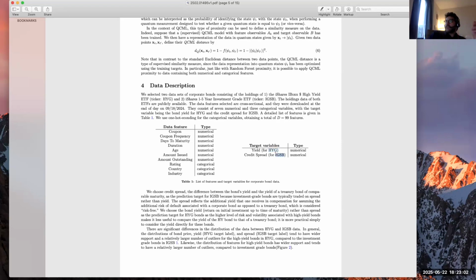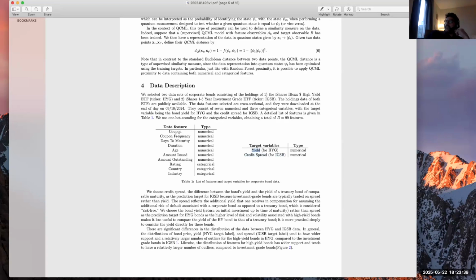For investment grade bonds, typically those are not traded on yield, but instead on credit spread, which is the difference between the yield of the bond and the yield of the treasury bond of a comparable maturity. So spread is basically just the difference between the yield of the bond and the risk-free yield. And so for investment grade bonds, we use credit spread as the target variable, and for high yield bonds, we use yield.